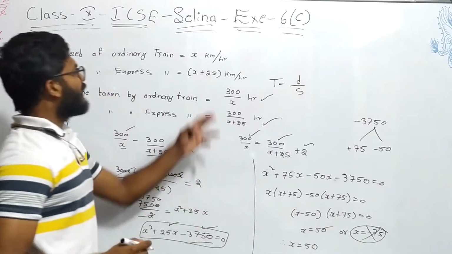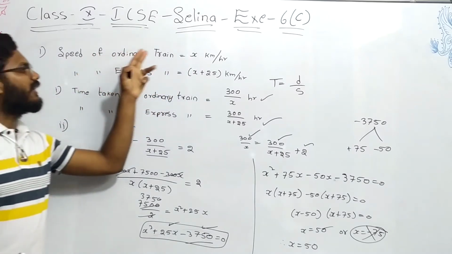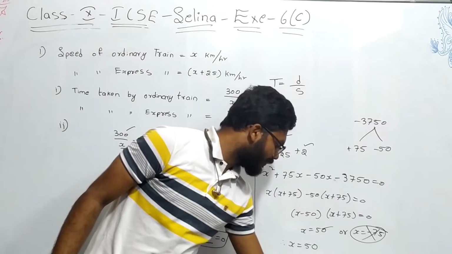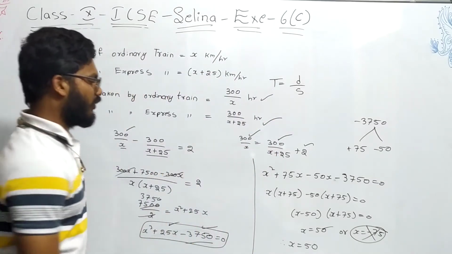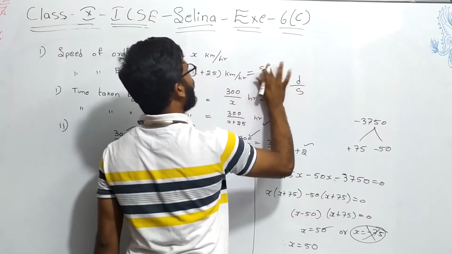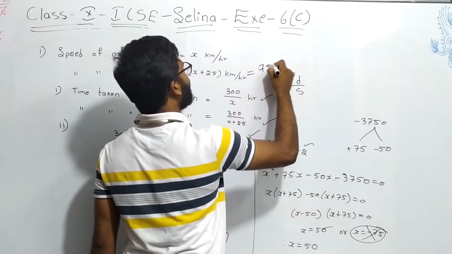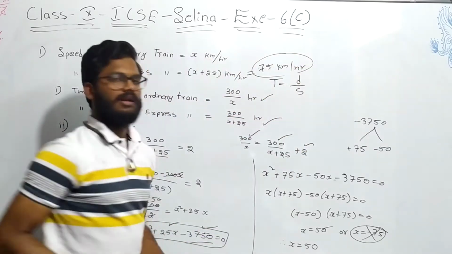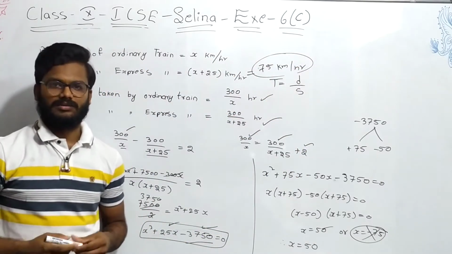Here, what is x? x is the speed of the ordinary train. And what are they asking? They are asking to find the speed of the express train. Therefore, speed of express train is equal to 50 plus 25, nothing but 75 kilometer per hour. This is the required answer.